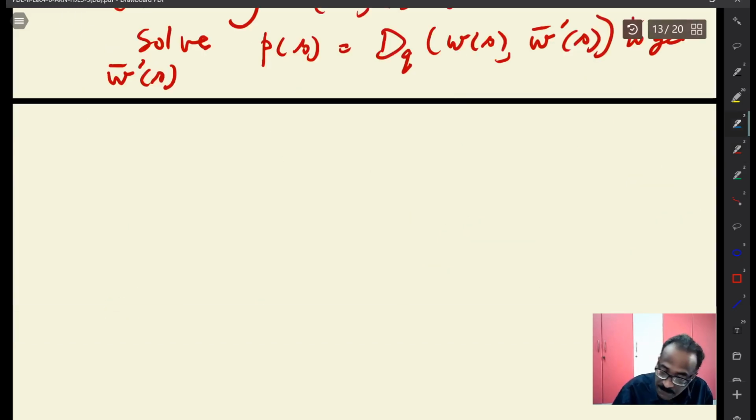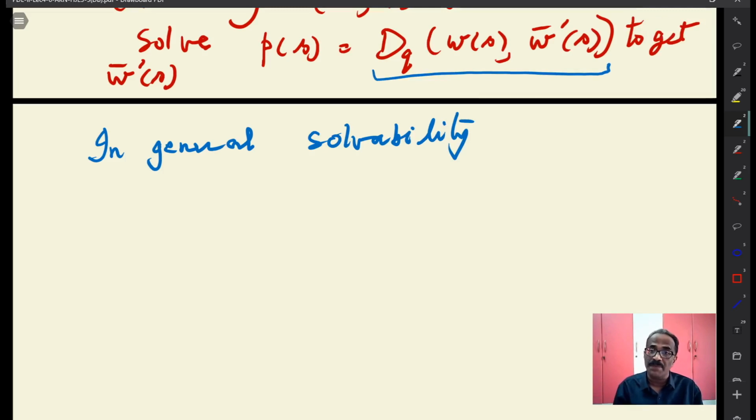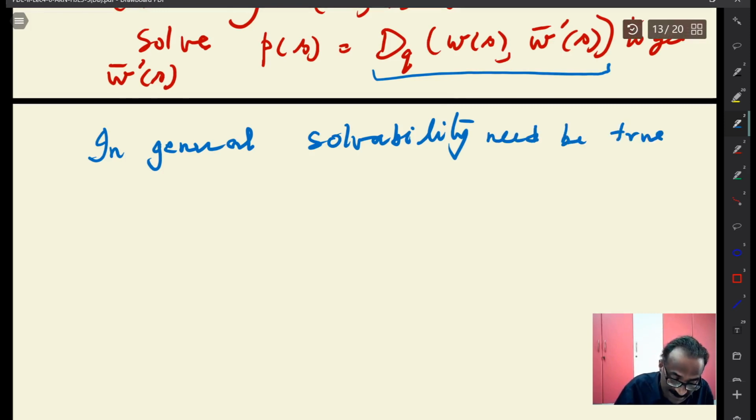So in general, so let me use the other pen. In general, solvability may not be true, because it's an algebraic solvability, and you know that an algebraic equation you cannot always solve. This is a nonlinear equation in general, and the other one happened to be linear. In general, solvability need not be true. This is a major hurdle in general.